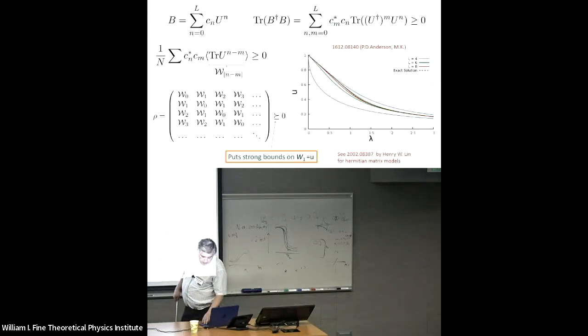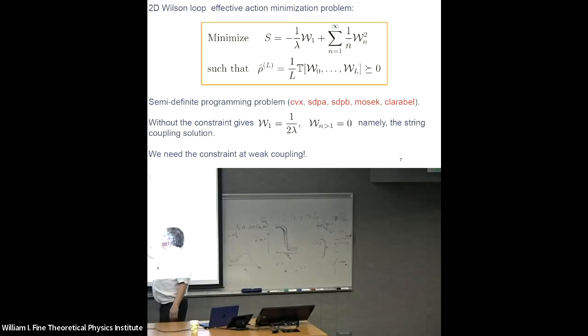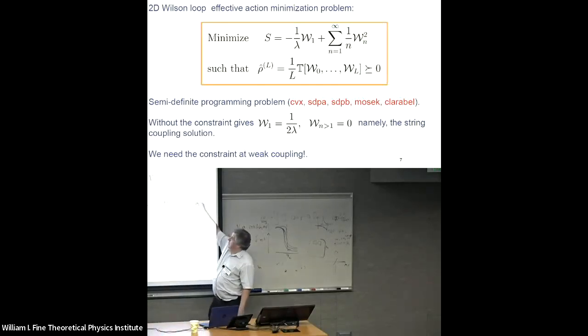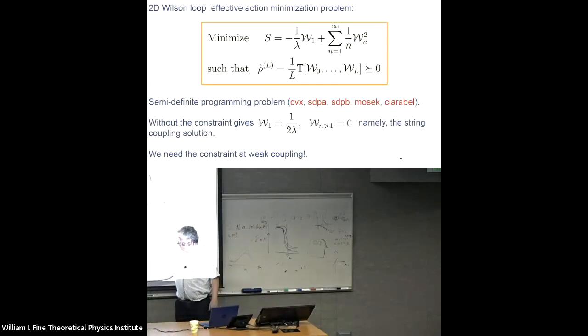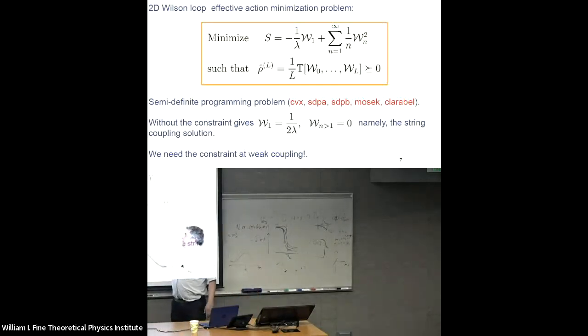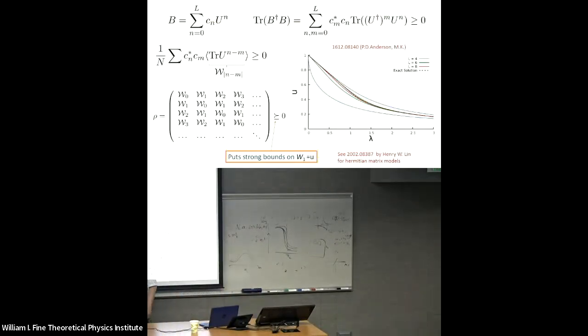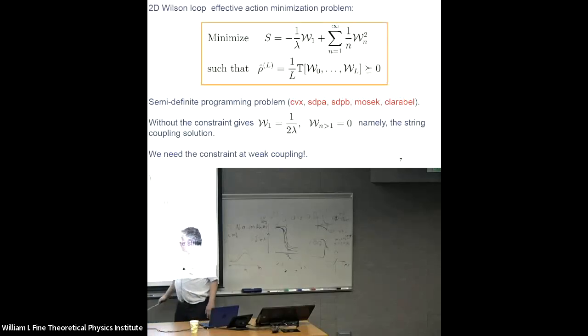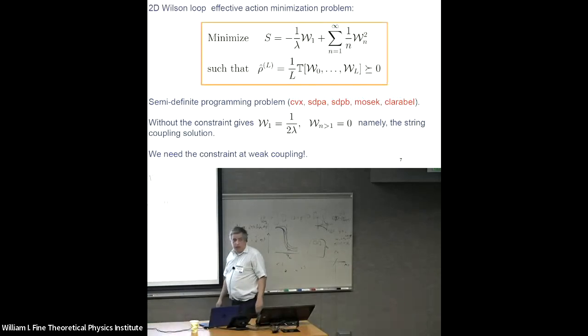One can write an effective action, for example in two dimensions, for a single matrix model, which is an effective action for the Wilson loops. If you minimize this action, you immediately see that all the W's are zero except W1, and from here, when you minimize, you get 1/2 lambda. That's the strong coupling result. But the weak coupling result does not appear unless you minimize the action with the condition that this so-called Toeplitz matrix, which has this organization of the diagonals, is positive semi-definite. This semi-definite programming problem can be solved with many different software packages and is pretty standard. And the constraint, as I just showed, appears at weak coupling.